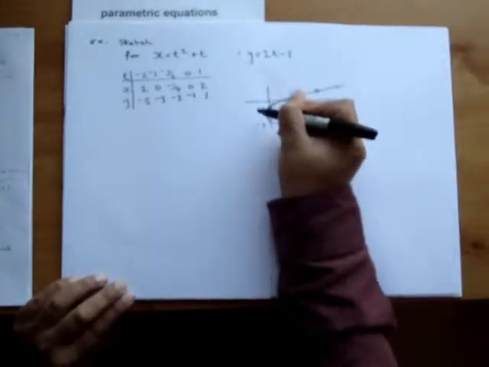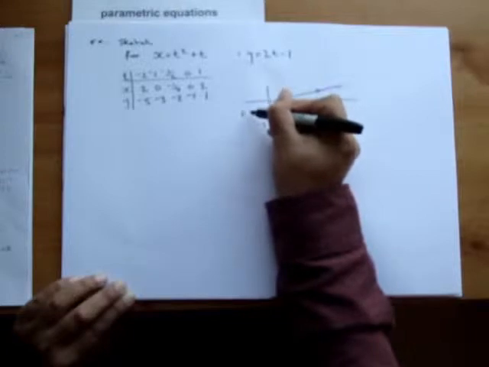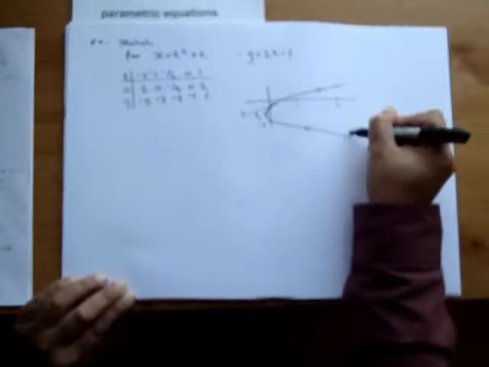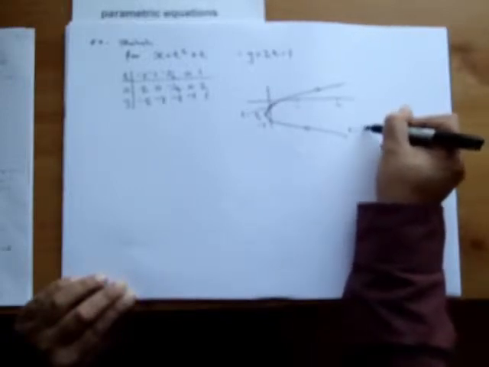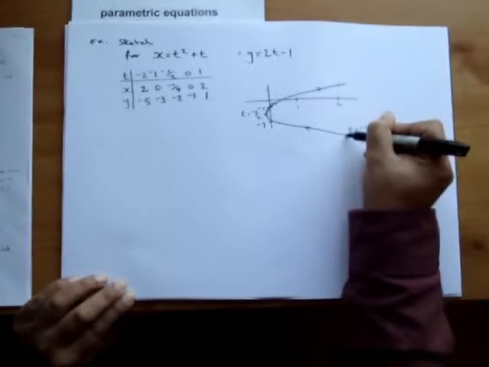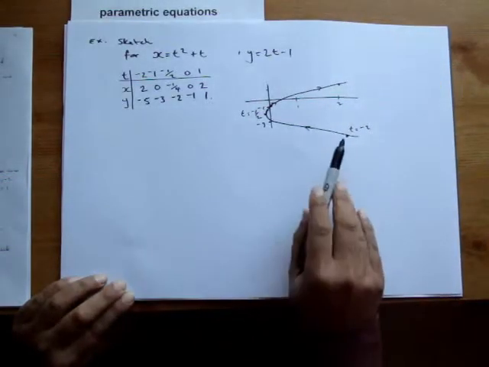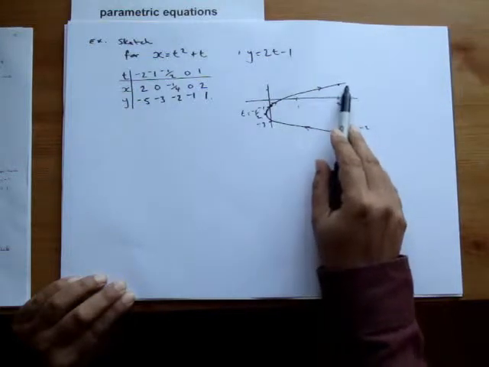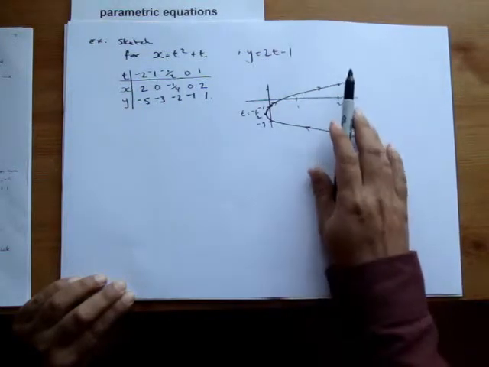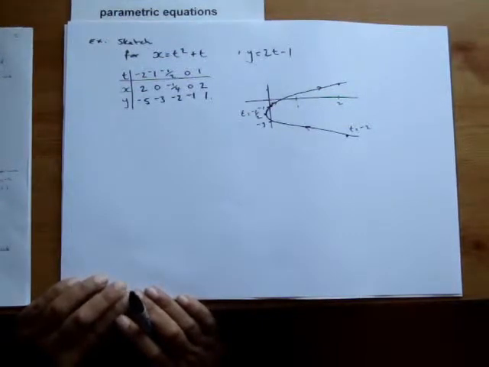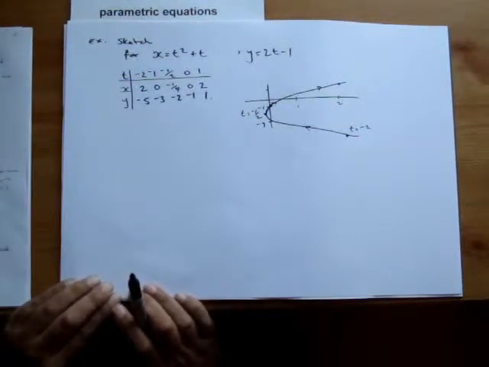At this point, t equals minus a half. At this point, t equals minus 2. Now, because we have no limits on t, we can go beyond these points this way a little bit, we don't have to stop there. And that's how we sketch the curve for those parametric equations.